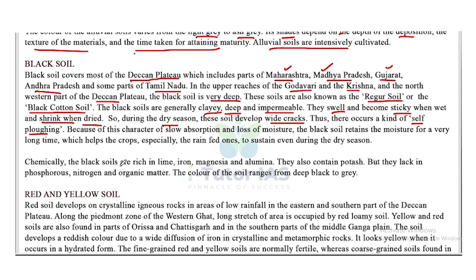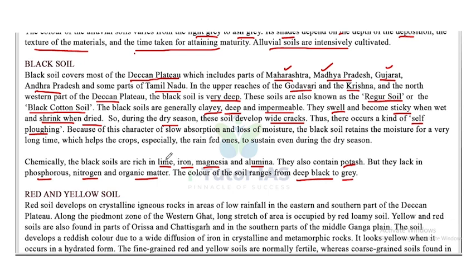Chemically, the black soils are rich in lime, iron, magnesia, and alumina. They also contain potash, but they lack phosphorus, nitrogen, and organic matter. The color of the soil ranges from deep black to grey.